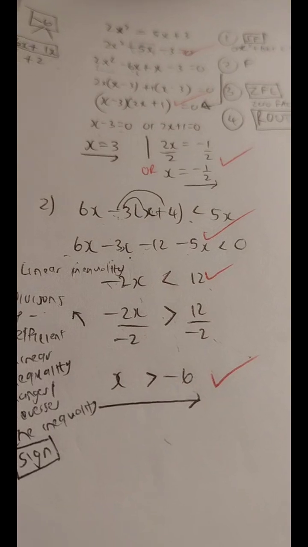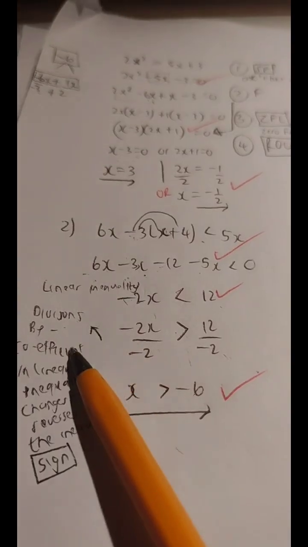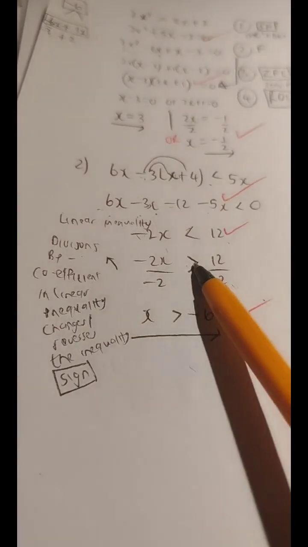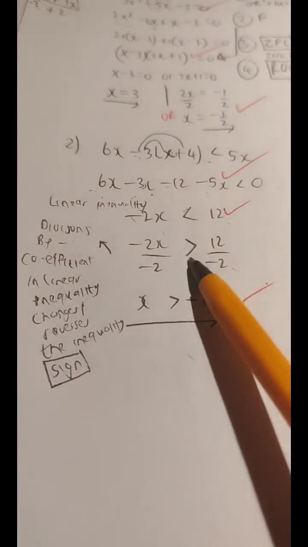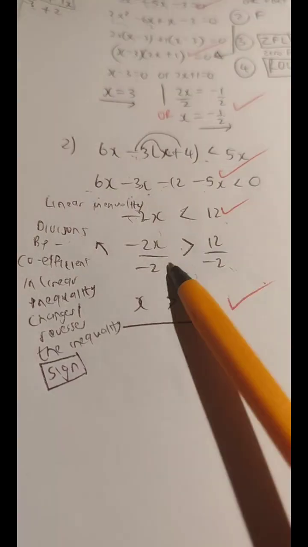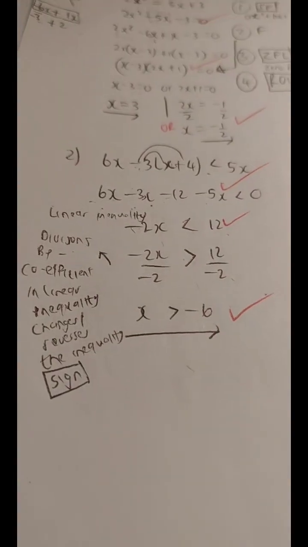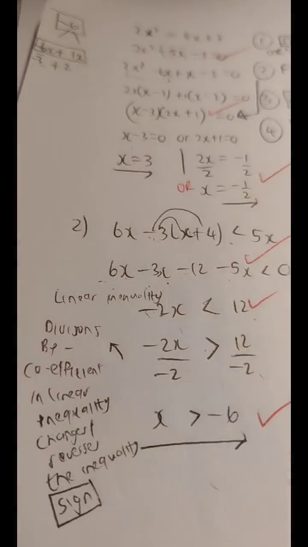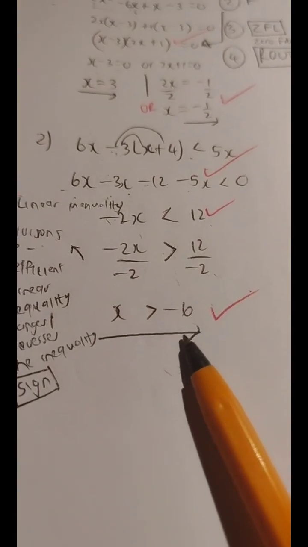But guys, here's the thing. The rules in inequalities say that whenever you divide by a negative coefficient in a linear inequality, this inequality sign here reverses or changes direction. This was less than, now it's greater than. So therefore our final answer is x is greater than negative 6. If you were to take any value that is greater than negative 6 and substitute it here, you would see that that value satisfies this inequality. So let's just try it out. Let's say negative 5 is a value we substitute.